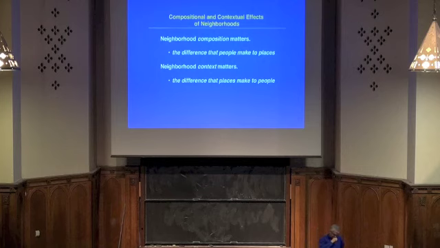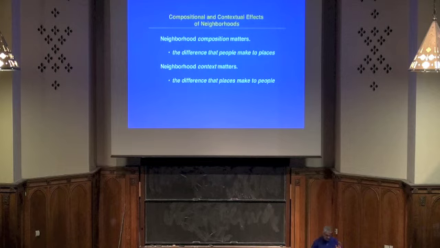The alternative, and they're not mutually exclusive, just to be very clear, is that neighborhood context matters. And this is the difference that places make to people. So before you were randomly assigned to JE, you were a perfectly normal person, then you get assigned to JE and you become extremely smug. And so it's the neighborhood that gives you this feature.